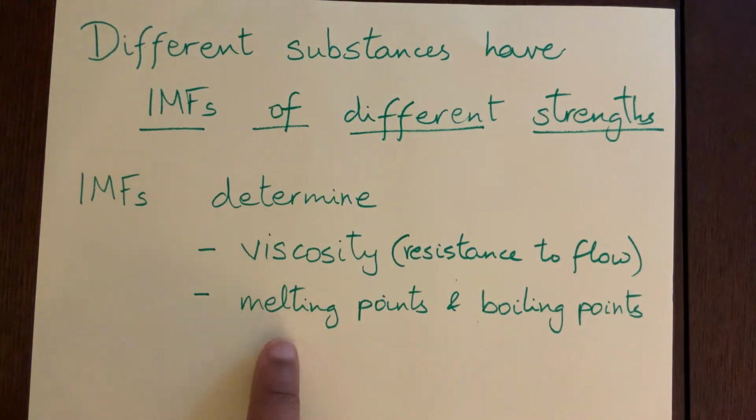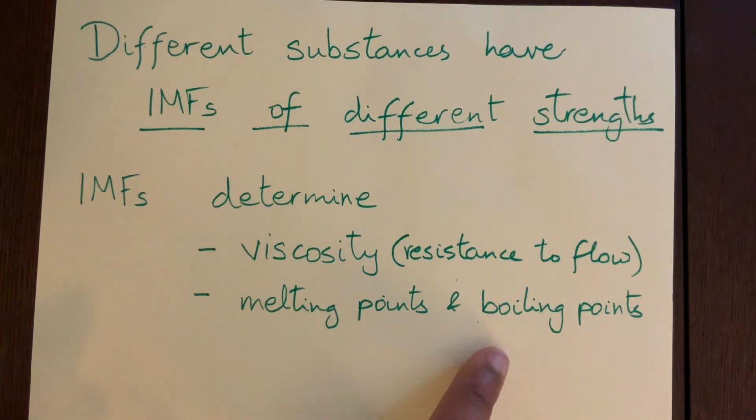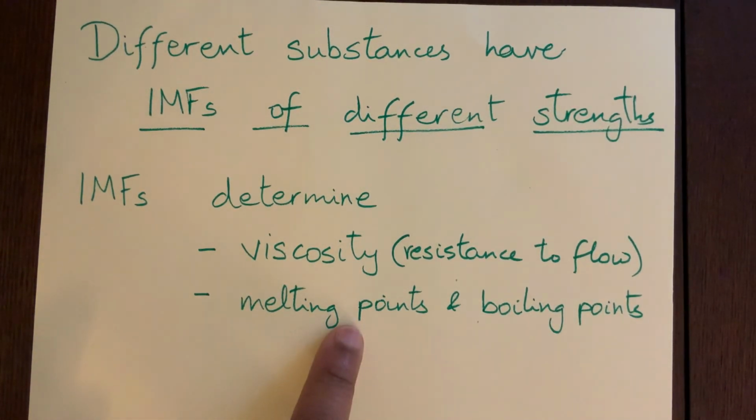It also has a higher melting point and boiling point, which means if I took a pan of water and a pan of honey and tried to heat them up till they boiled away, water would boil first because it has weaker IMFs than honey. Or if I tried to melt ice versus sugar, which is basically solid honey, ice would melt first instead of sugar because sugar has stronger IMFs.